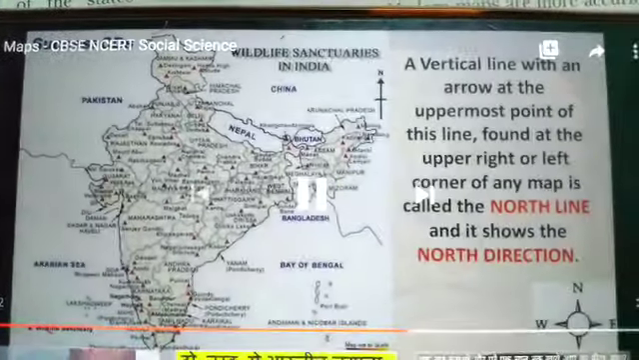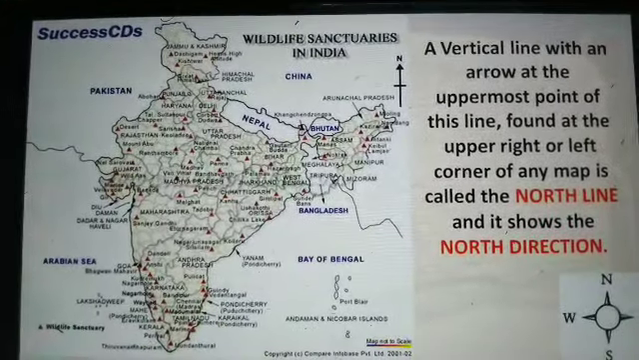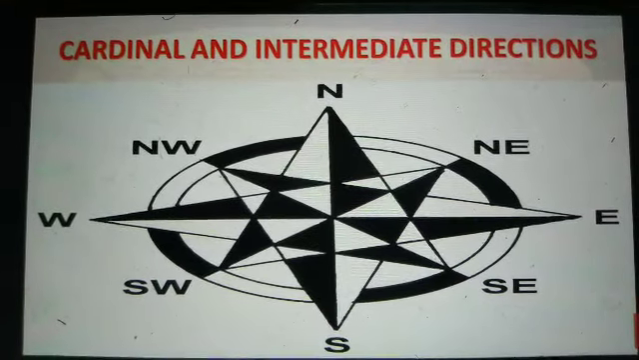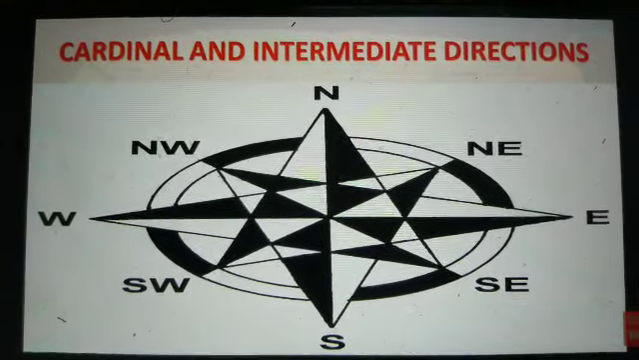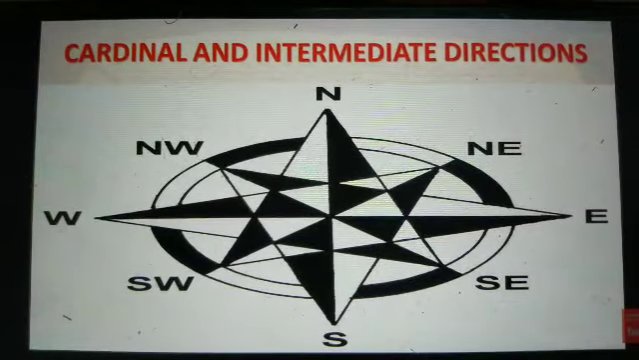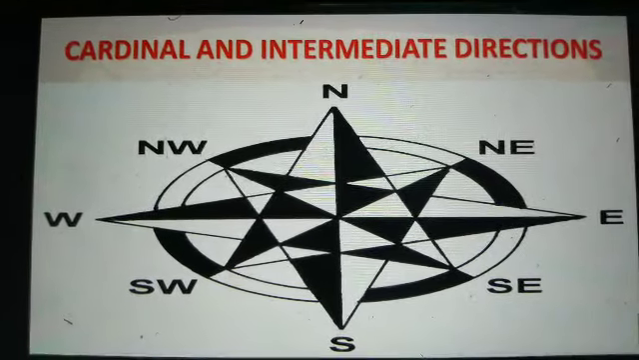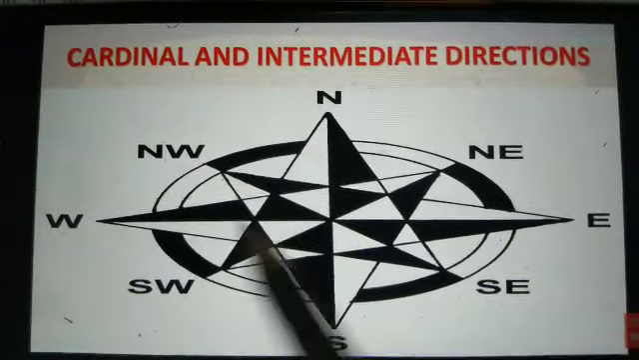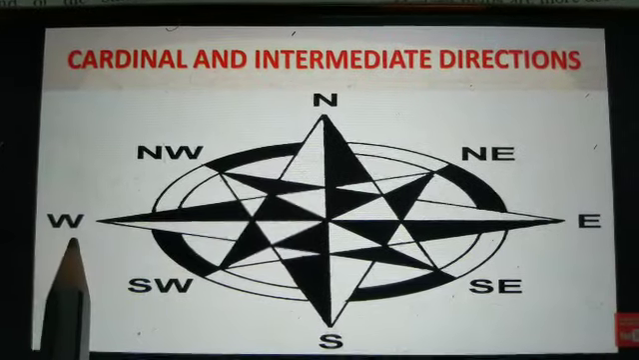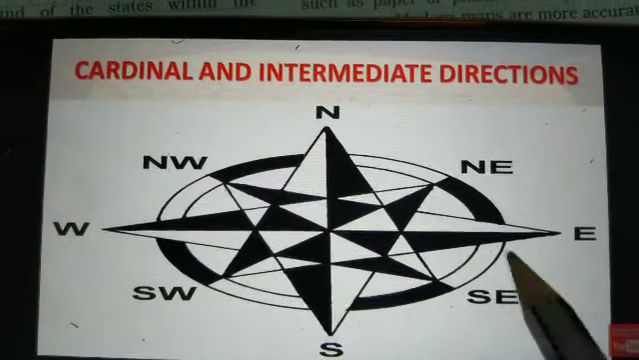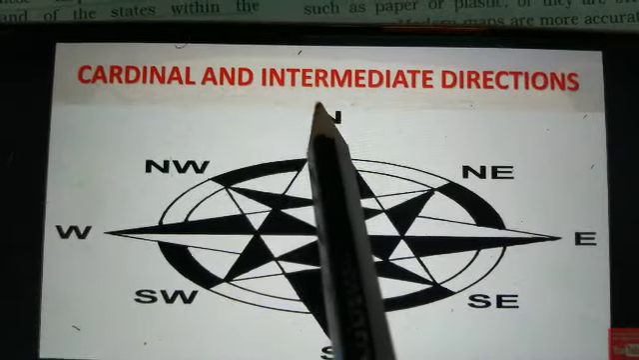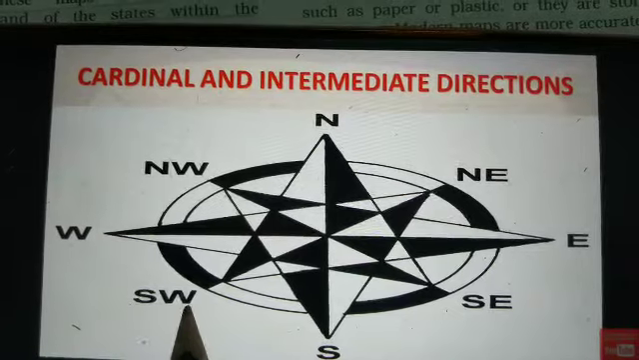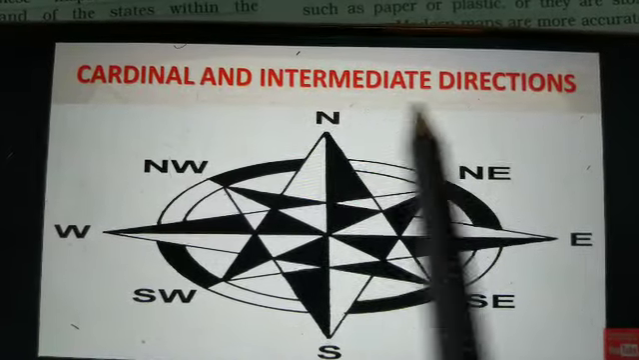West and south. These four directions are called the cardinal points. Other than the four major directions, there are four intermediate directions. These are northeast, southeast, southwest, and northwest. Listen, students, north, east, south, and west. These are known as the cardinal points, or cardinal directions, you can also say. And northeast, southeast, southwest, northwest, these are known as intermediate directions.